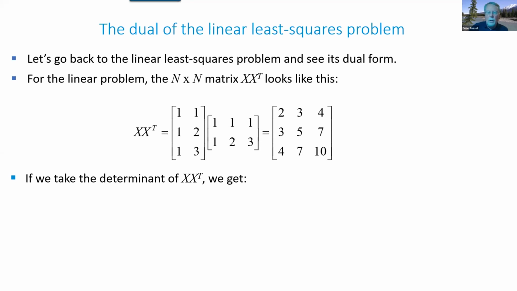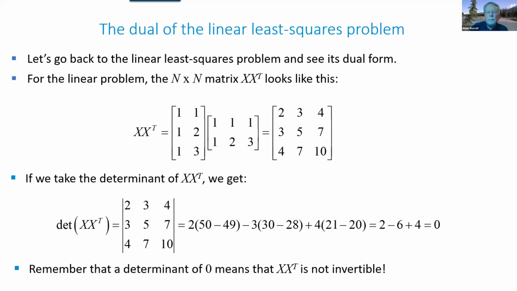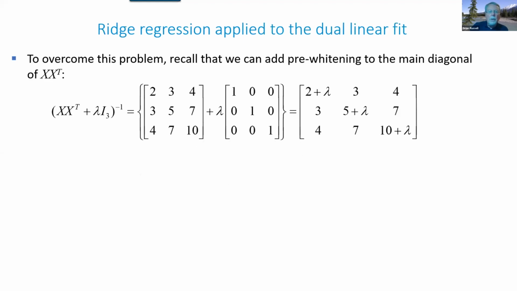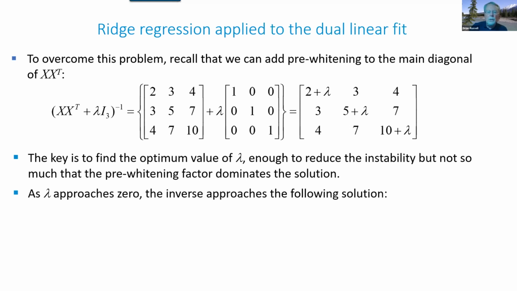If we take the determinant of X X transpose, you get 0. For the other one, the 4 by 4, it was hard to prove, but for this one, if you go through the steps of figuring out the determinant, sure enough, it's 2 minus 6 plus 4, which is 0. So it's not invertible, and we have to add a little bit of pre-whitening like this. The key is to find the optimum value of lambda, enough to reduce the instability, but not so much that the pre-whitening factor dominates the solution.